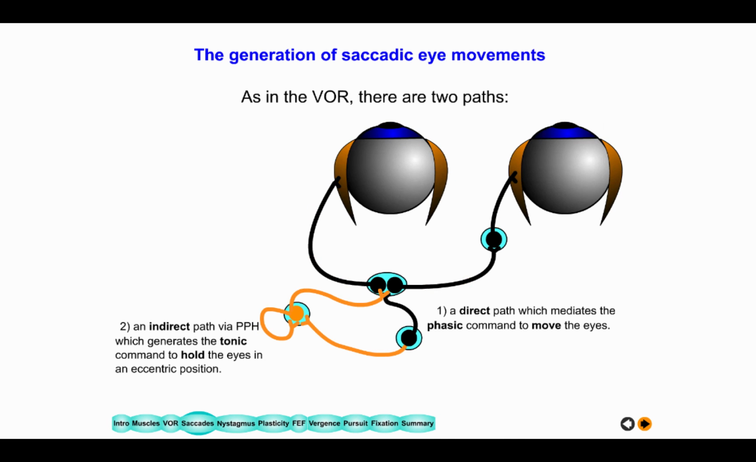Again, you have the same problem as you had with the VOR. You need two circuits, a direct pathway and an indirect pathway. So when the burst comes, it turns the eye, but after the burst is complete, you want to keep the eye at that position, not have it slide back. If you move to the next word, you want to keep looking at that word. So this is the circuit that does it.